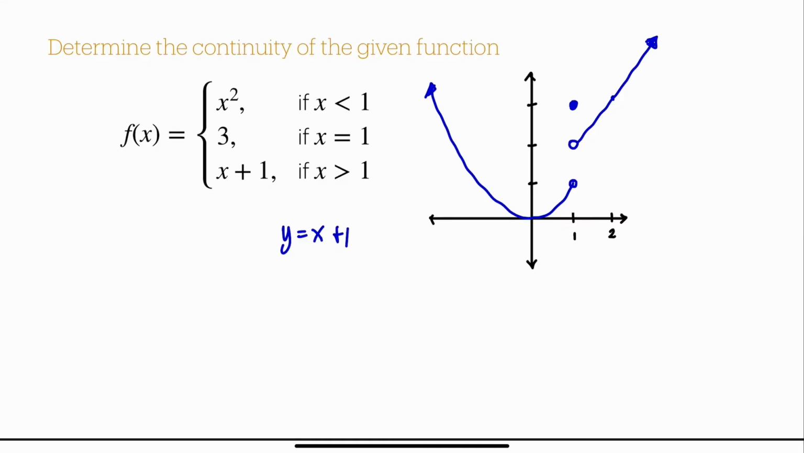So from this drawing right here, we can say that indeed the function is discontinuous at x equals 1 because they don't match. So we say f of x is discontinuous at x equals 1. So for piecewise functions, that's how you determine.